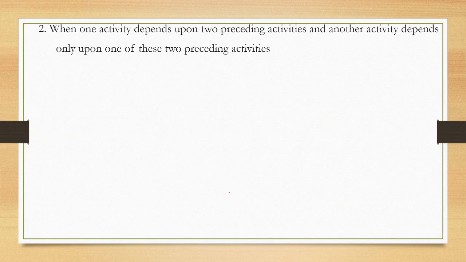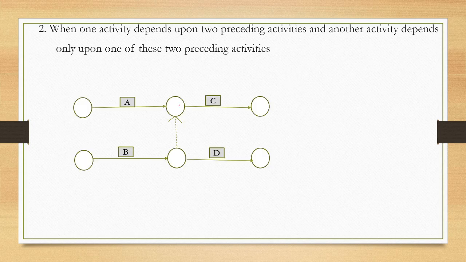The second occasion is when one activity depends upon two preceding activities and another activity depends only upon one of these two preceding activities. What does it mean? You see here, this C depends on B as well as A. So C is depending on A and B, right? But this D is depending only on B, not on A. So how to draw this diagram? There we have introduced a dummy activity.